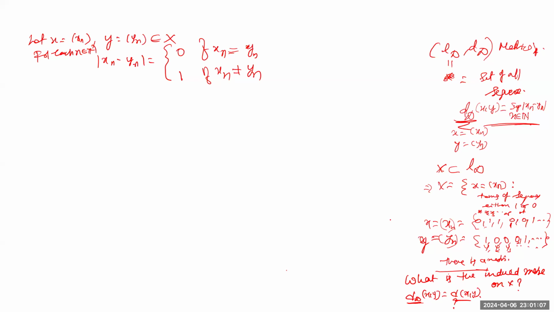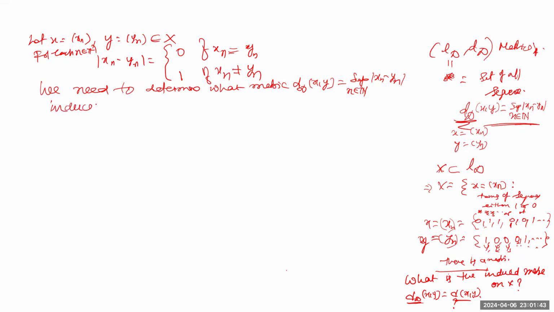So what we need to determine is what metric d infinity of x comma y, equal to supremum of mod x_n minus y_n, where n belongs to capital N, induces on X. So here x_n minus y_n is equal to 0 if x_n is equal to y_n, and 1 if x_n is not equal to y_n. What is the supremum?